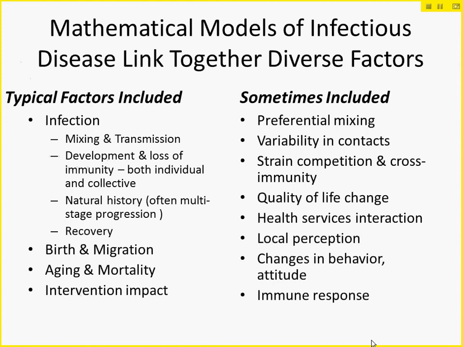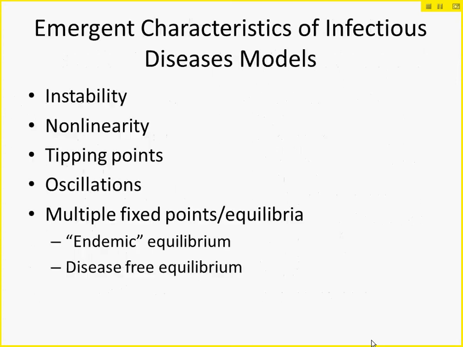Things that are sometimes included are shown over here, and there's a wide variety of them, and they include detailed representation of immune response, something that our group has worked on, preferential mixing, reflecting the fact that if you consider people by age groups, people of a given age group are often more likely to circulate in people of that same age group, think school kids, circulating more among school kids than, you know, adults will circulate among school kids, etc. Variability in contacts, changes in behavior and attitude, risk perception, the fact that I might change my behavior if a bunch of people around me are infected but I'm not yet infected.